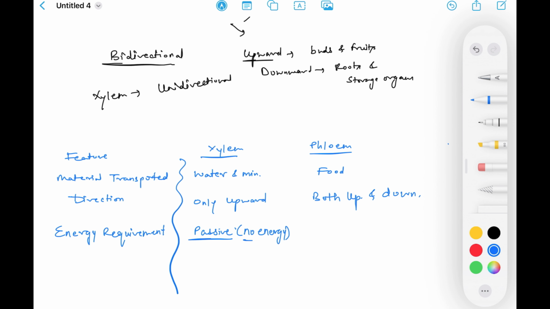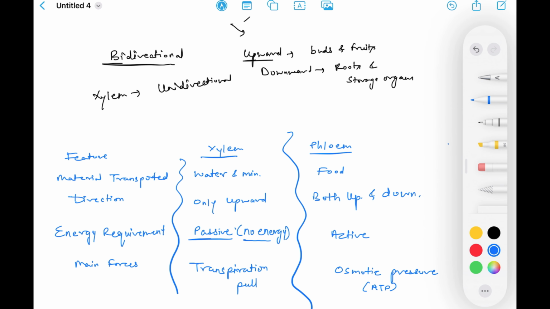In xylem, no energy is needed, that is known as passive transport, but the translocation of food requires energy, so this movement is active. And what are the main forces behind the transportation of food and water? The transportation of water takes place through the main force that is known as transpiration pull, and in phloem there is an osmotic pressure. So these are the basic differences between xylem and phloem.